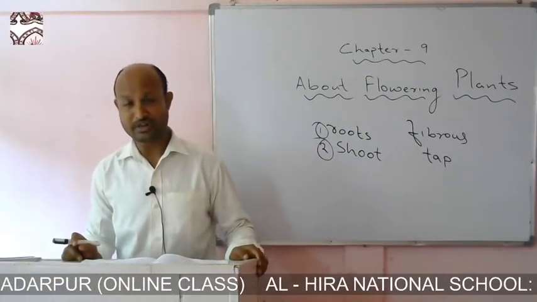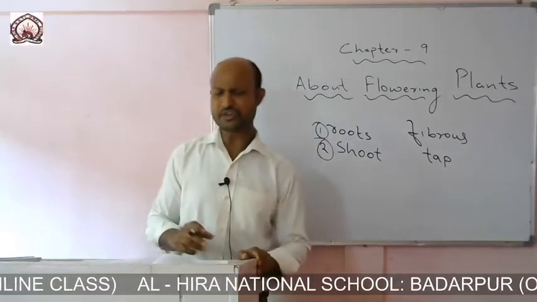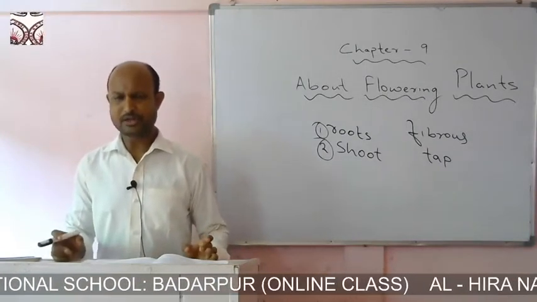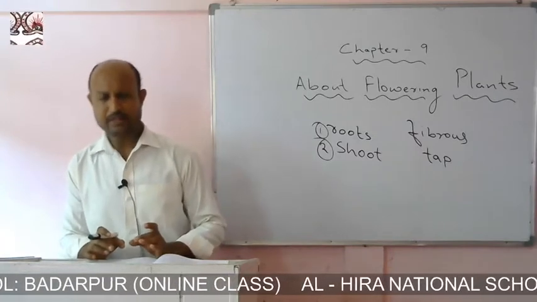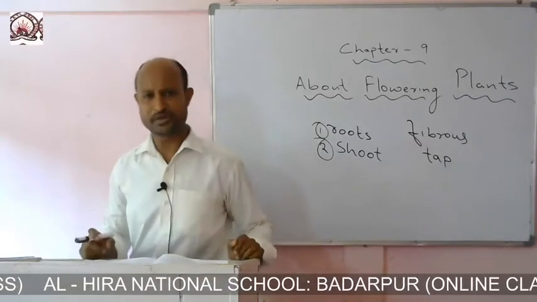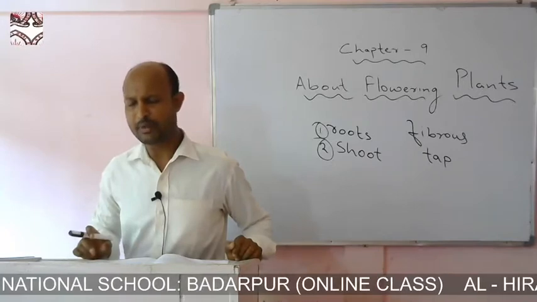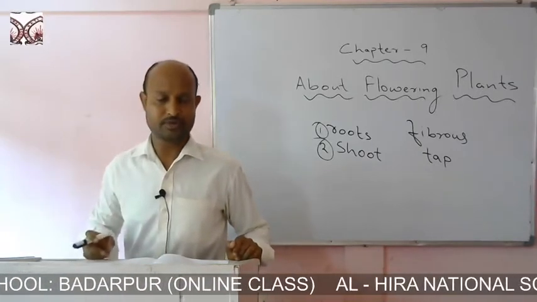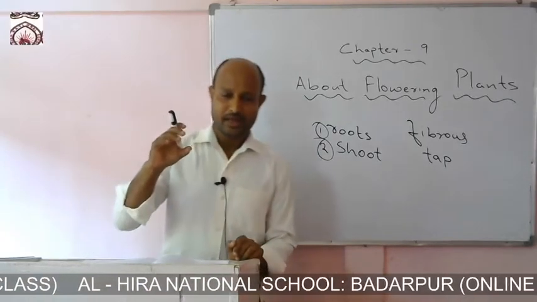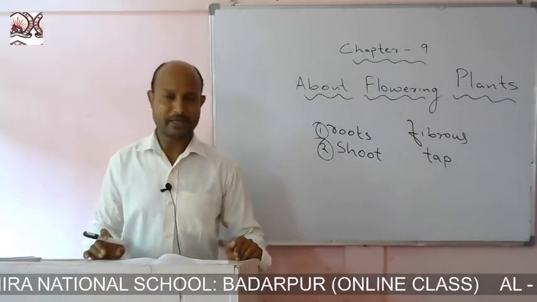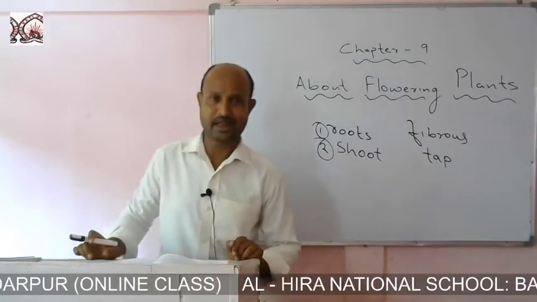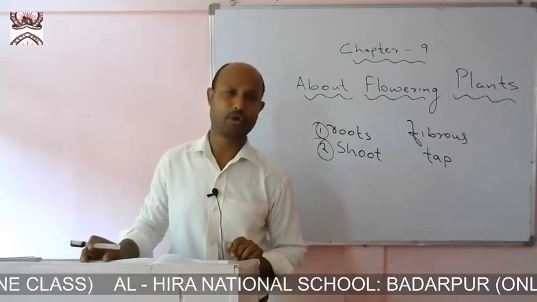So let us learn some of the functions of the roots. The first function of the root is that it helps the plant get fixed to the ground and stand on the ground. The second function is that it absorbs water and minerals from the soil. All the water and minerals that the plant requires are absorbed by the roots from the soil. The third function is that it holds the soil together by binding it and stops it from getting eroded by natural agents like wind and rain.